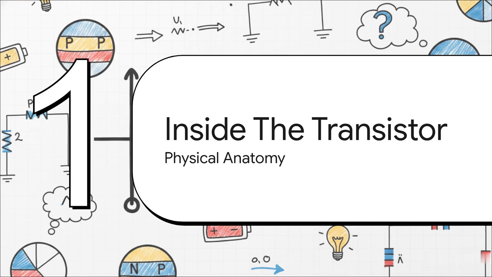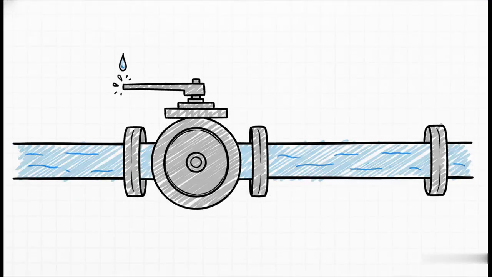Moving right along to Section 2, inside the transistor. Physically, a BJT is made up of three specific semiconductor layers: the emitter, which emits charge carriers, the base, which controls things, and the collector, which collects them.